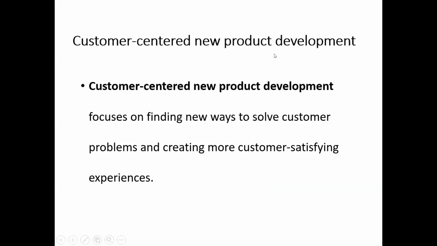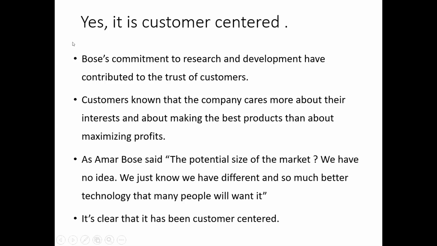In product development, successful new product development should be customer centered, team based, and systematic. Customer centered new product development focuses on finding new ways to solve customer problems and creating more customer satisfying experiences. Yes, it is customer centered. By seeing this, we can see whether it is customer centered or not.